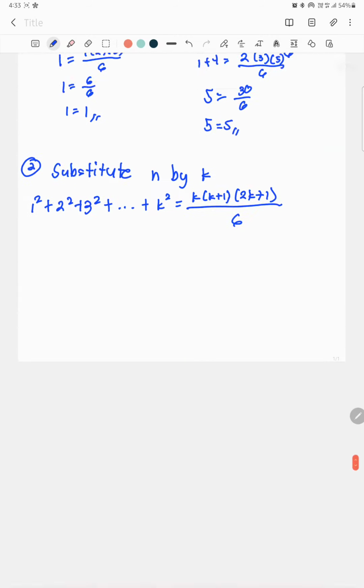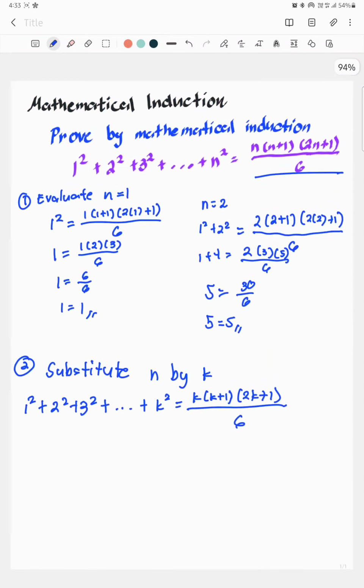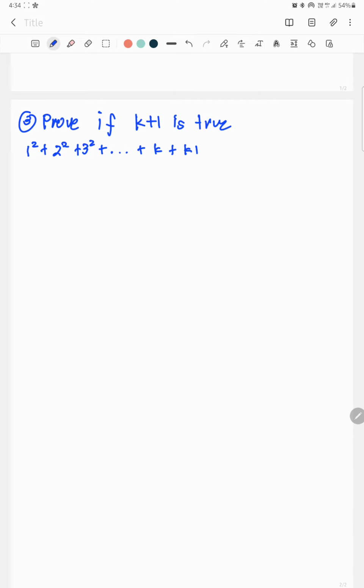And then on the third step, let me just have another page. On the third step, we prove if k plus 1 is true. When they say k plus 1 is true, remember that we have 1 squared plus 2 squared plus 3 squared, then the ellipsis, which means continuous, and then k. And then this would be k plus 1. Remember that we substitute, so it will change our sum. Everything would be added 1.